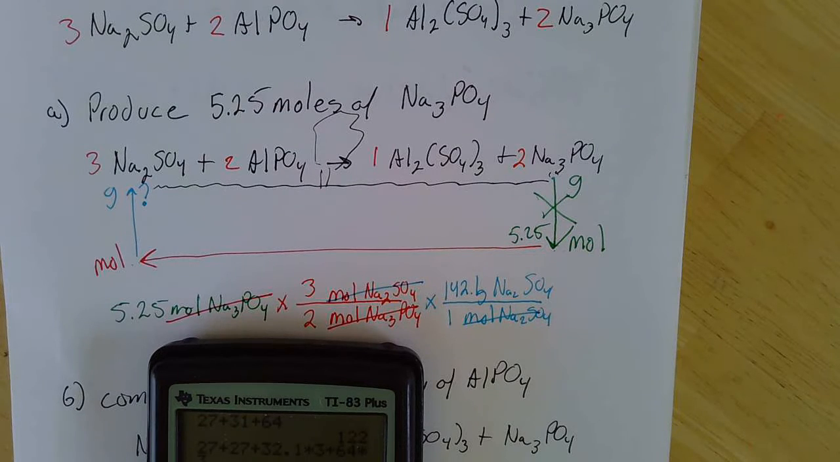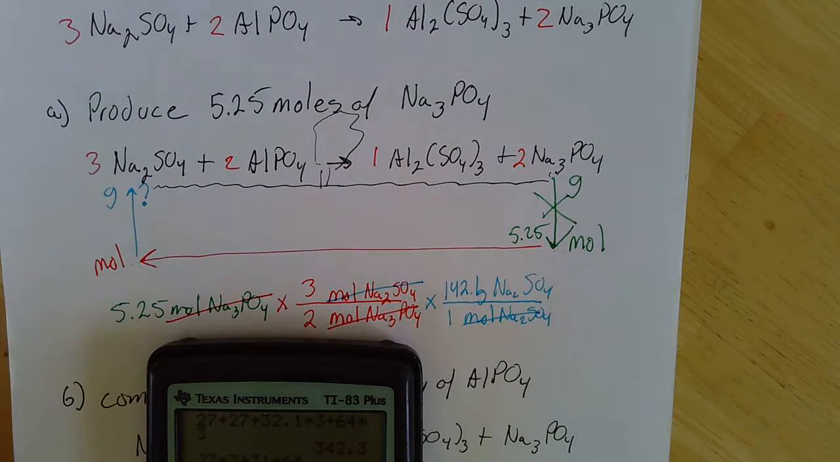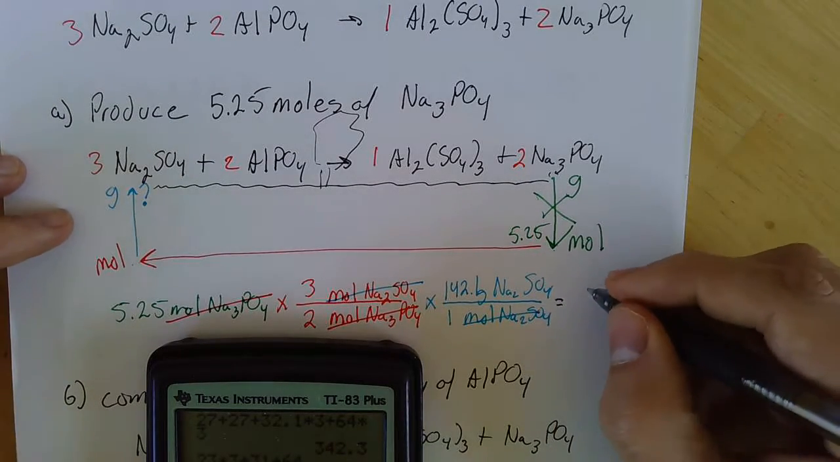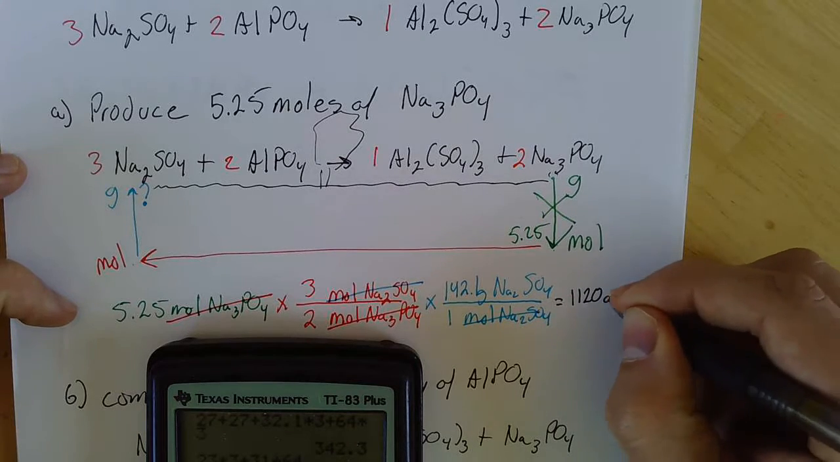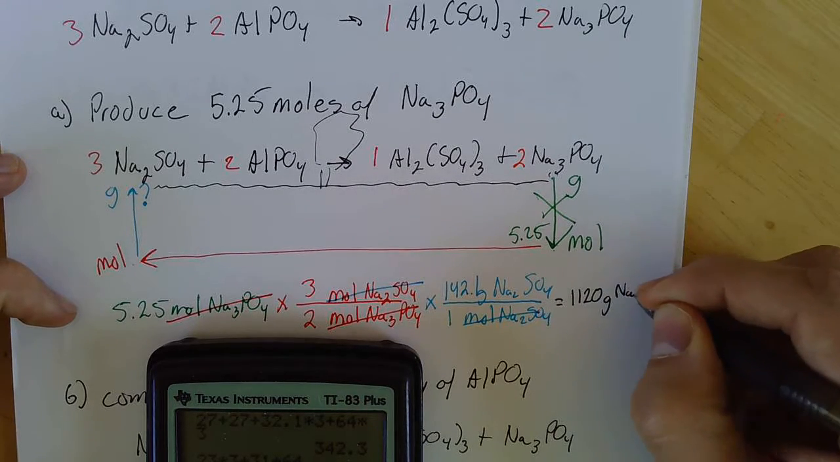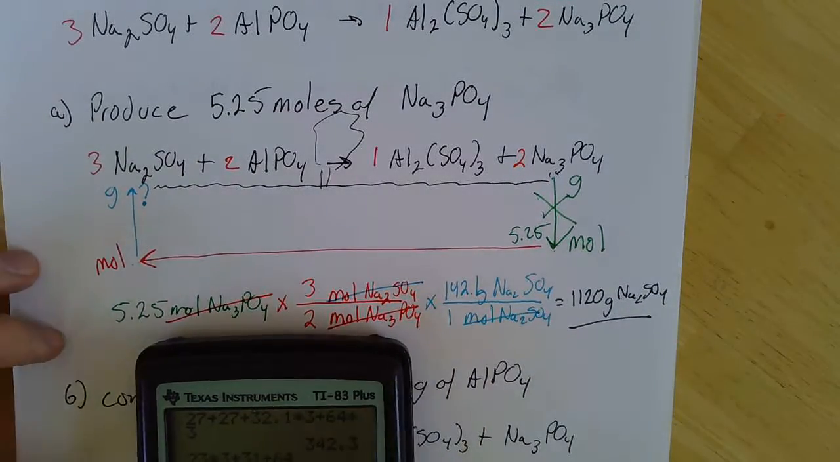So I'm going to type it in so we can see it. So we have 5.25 times 3 divided by 2 times 142.1. Okay, using the correct number of sig figs, I should get an answer of 1120 grams Na2SO4. There we go. That's showing our work.